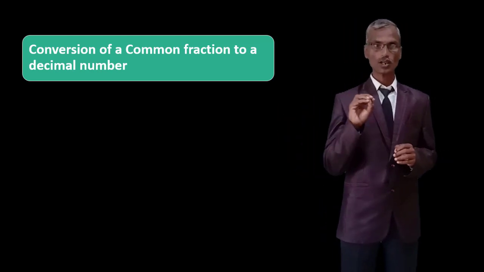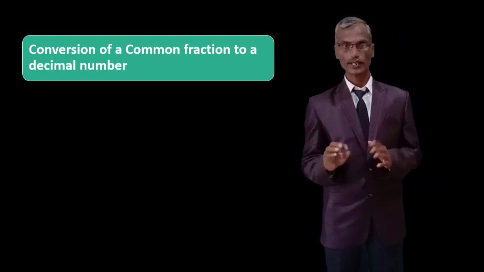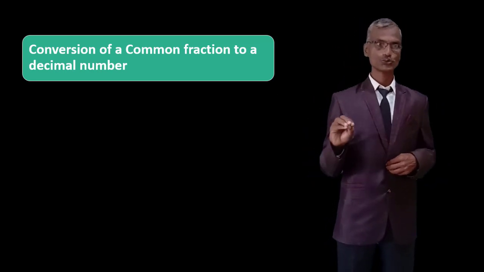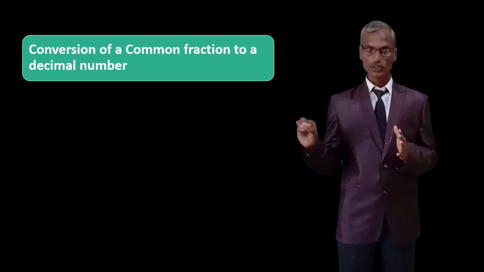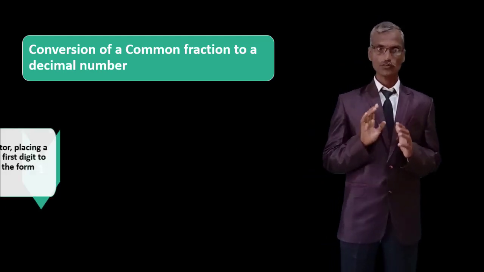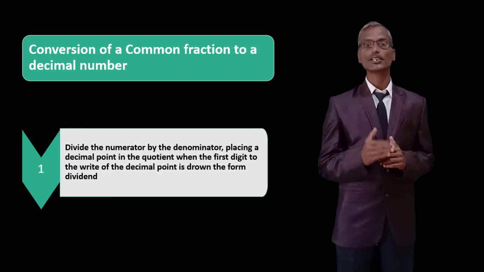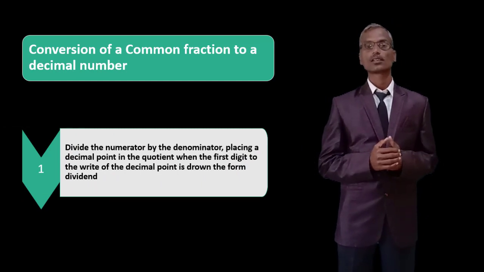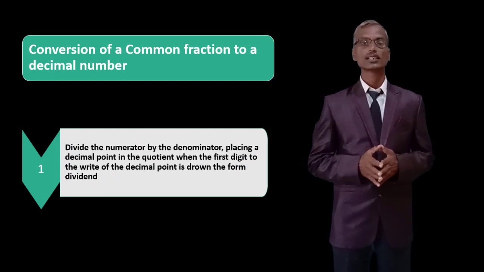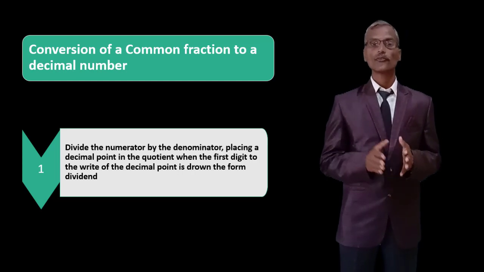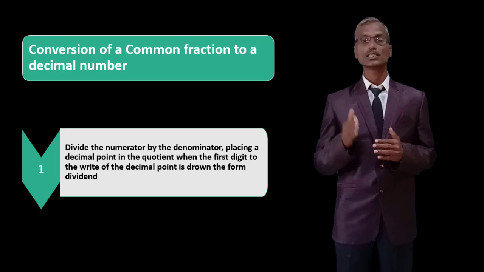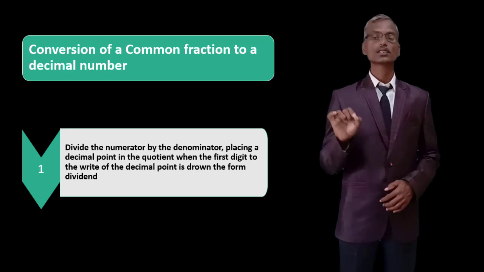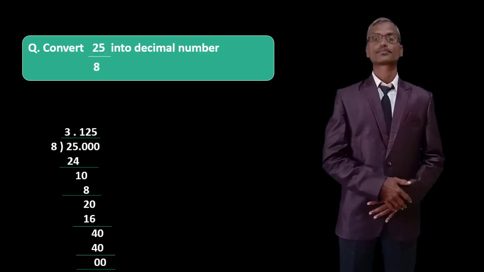Now next, if a common fraction is given and we have to convert it into a decimal number, therefore our heading is conversion of a common fraction to a decimal number. So we follow the first step: divide the numerator by the denominator, placing a decimal point in the quotient when the first digit to the right of the decimal point is brought down from the dividend.